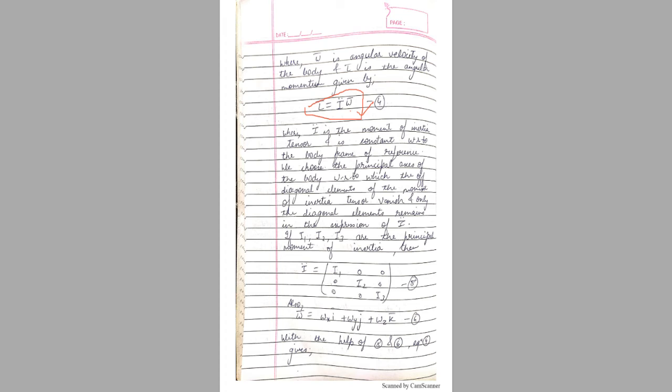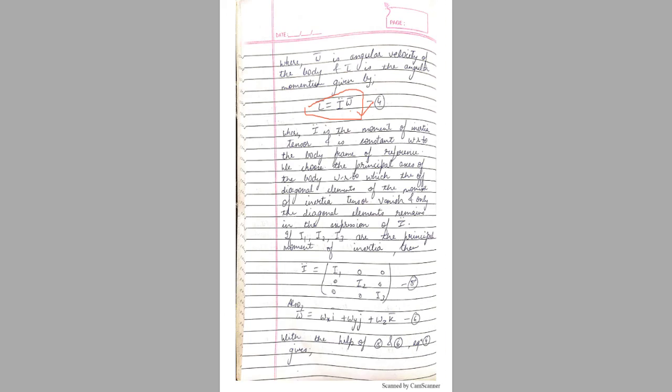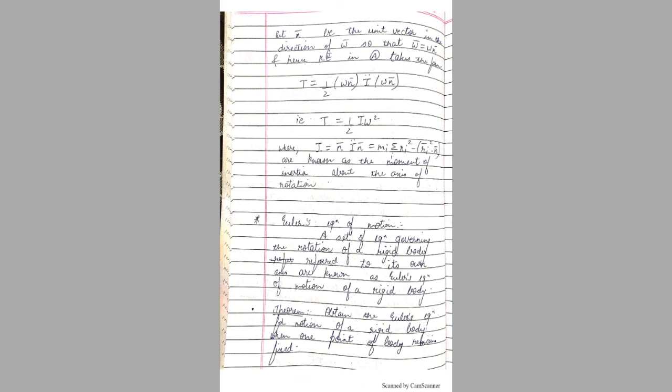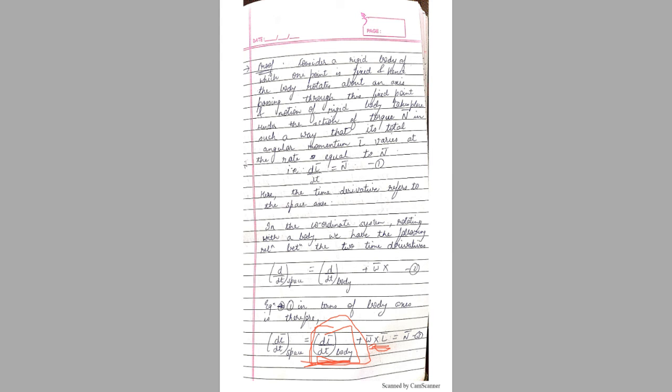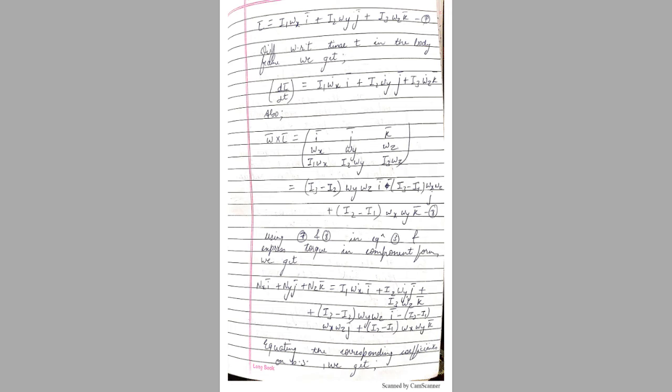And i bar, j bar, k bar are unit vectors. So replacing all these values in equation number 4, we will get the value of L bar. See here, I have got the value of L bar now. But what we needed to find is dL bar by dt. So now, since I have got the value of L bar, I will differentiate it with respect to time t.